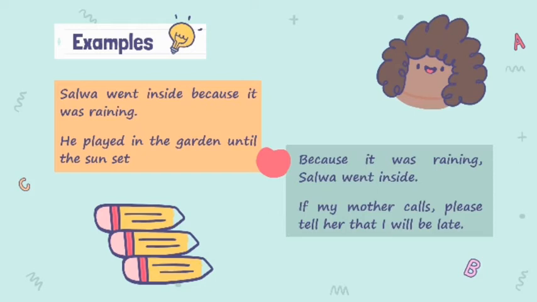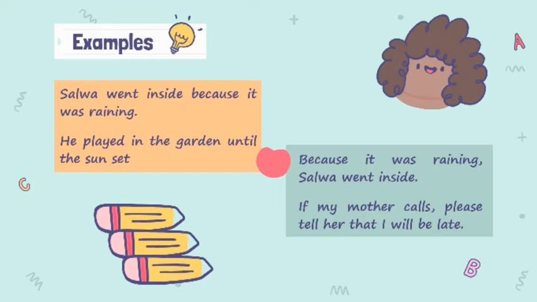Okay, there are four examples here. Salwa went inside because it was raining. He played in the garden until the sun set. The adverb clause is at the end of the sentence, so it doesn't need any punctuation. So it has no comma.